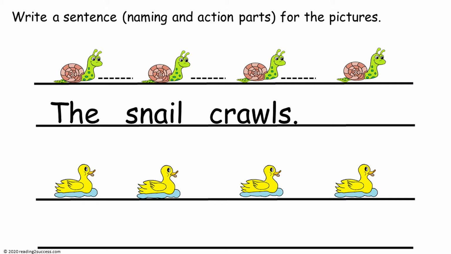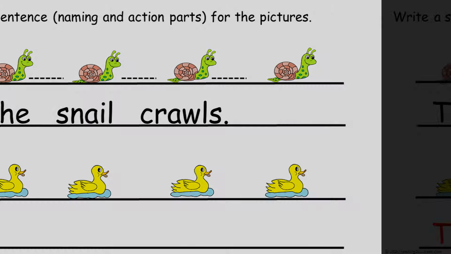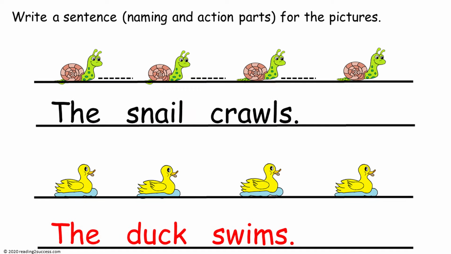Now ask kids about the second sentence. What is the sentence? What is the naming part of the sentence going to be? The duck. What is the action part going to be? Swims. And here is a completed example. Continue with the next pages and have kids follow the same steps that were just demonstrated.